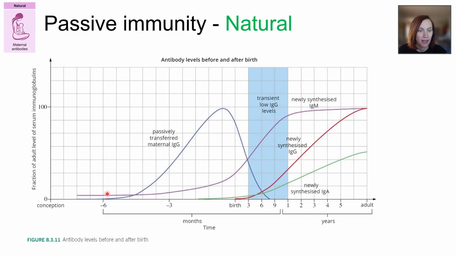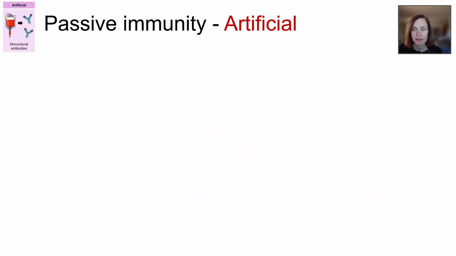And we can see that we've got time here and we've got the fraction of adult level of serum immunoglobulins. So obviously there's going to be before birth, and then eventually the baby will produce their own antibodies. If you follow the antibody levels, you can see the passive transfer is quite high, and then it's going to take some time, months to years, before an infant can actually make a comprehensive variety of antibodies.